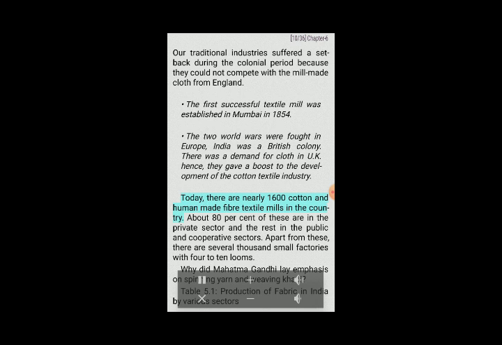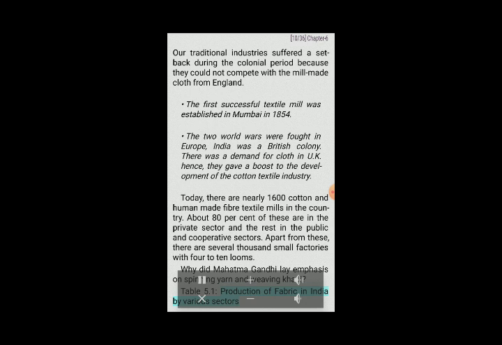Today, there are nearly 1,600 cotton and human-made fiber textile mills in the country. About 80% of these are in the private sector and the rest in the public and cooperative sectors. Apart from these, there are several thousand small factories with 4 to 10 looms. Why did Mahatma Gandhi lay emphasis on spinning yarn and weaving khadi?